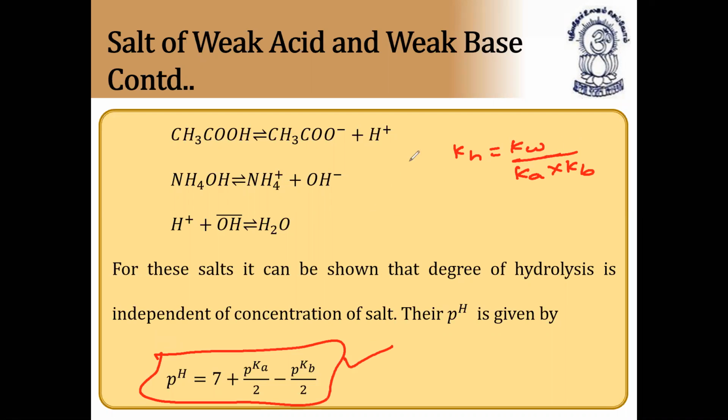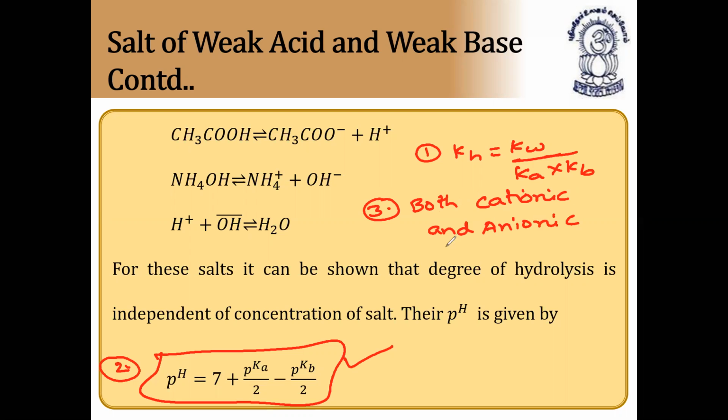And what type of hydrolysis will it undergo? Point number 1, point number 2, the resultant pH will be 7 or less than 7, it can be anything. And point number 3, it undergoes both cationic and anionic hydrolysis. Why am I writing so many times? Because this type of question we have seen in mains and even NEET also. So this type of salt will undergo both cationic as well as anionic hydrolysis. Please note it down. Very, very important.